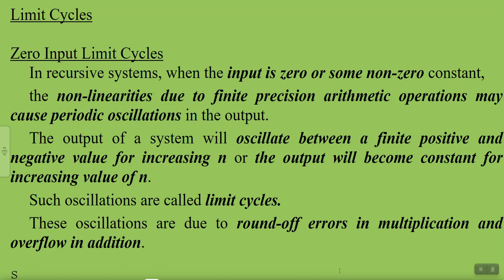The output can also become a constant value if we apply zero input. Such oscillations are known as limit cycles. These oscillations are mainly due to the round off errors in the multiplication and the overflow in addition operations.